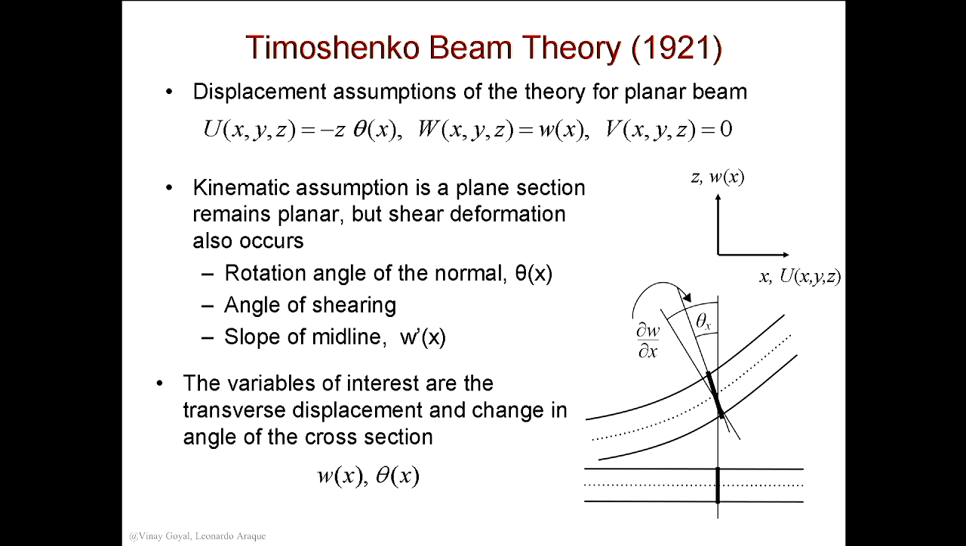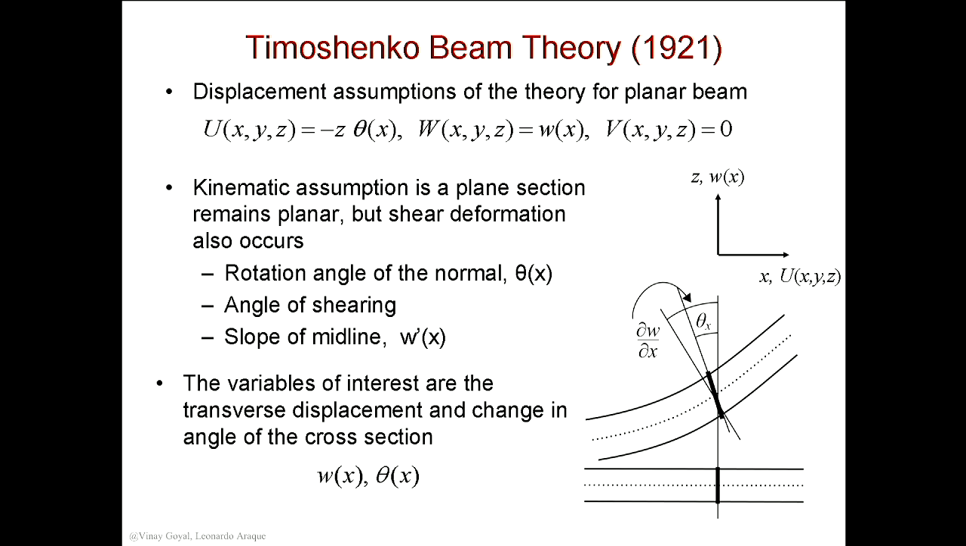What will be the difference between W prime and theta? That angle right there gives me the angle change. So that angle change is really dW/dx minus theta, and that's what I should get for the angle change. So I do have a transverse shear, right?